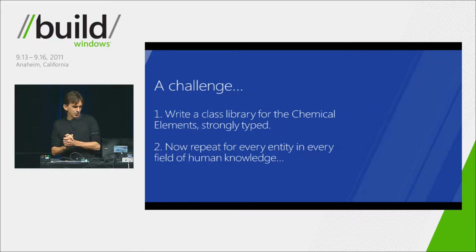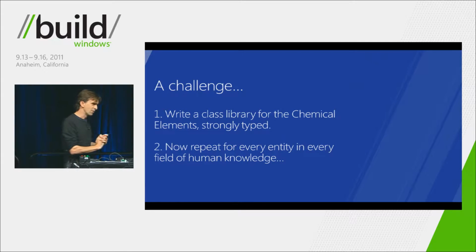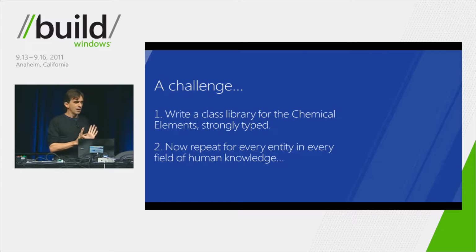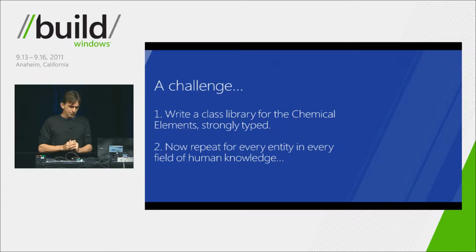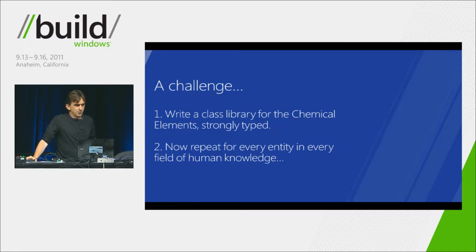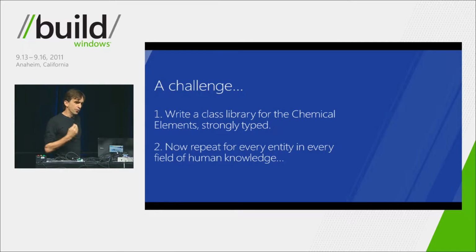Okay, so let's take a look at an example of what we mean by information-rich programming. This is a challenge that I like to begin with. Imagine to yourself that you have a job as a consultant, or part of writing, say, a phone application or a Metro application is to write a class library for the chemical elements and to populate it with data, and you want that to be strongly typed. Okay, so how long is that going to take?